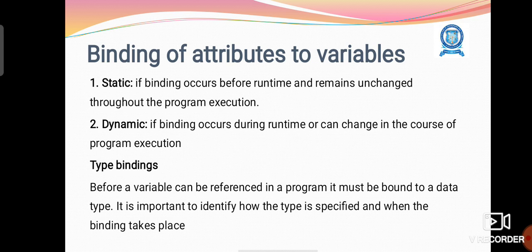Static and dynamic. Static: if binding occurs before runtime and remains unchanged throughout the program execution, it is called static binding. If binding occurs during runtime or can change in the course of program execution, it is called dynamic binding. Type bindings. Before a variable can be referenced in a program, it must be bound to a data type. It is important to identify how the type is specified and when the binding takes place.